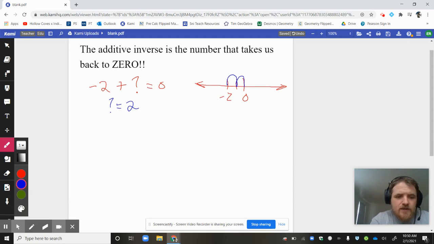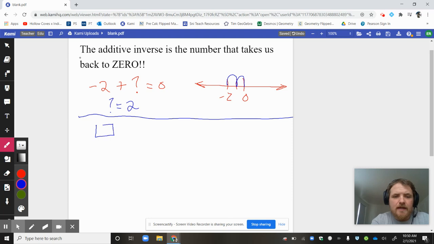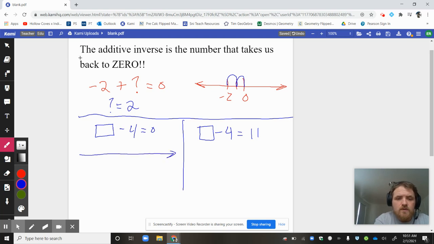But eventually, we're going to get into questions like this, where it looks like a box - 4 equals 0. It's really asking for the additive inverse, but we can take this a step farther, because right now we can just solve it when it's equal to 0, but we want to be able to solve things like box - 4 equals 11. Okay, so again, if we do the additive inverse way, we want 0.